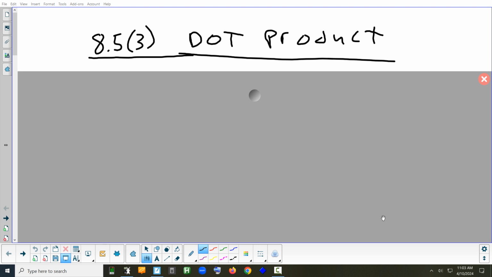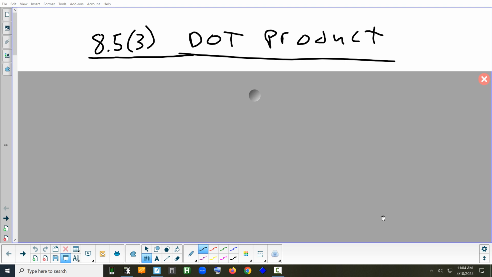So what we're going to look at today is called the dot product. The operations we've done with vectors so far: we've added a vector to a vector. When you do that, what kind of answer do you get? A new vector. When you subtract vectors, you get a new vector.